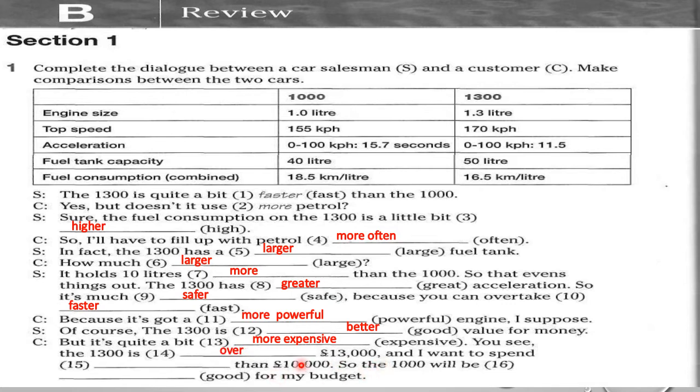The 1300 is over 13,000. This one is a preposition, over 13,000. Yes. And I want to spend less than 10,000 euros. Yes, we say less. Less is the opposite of more. The 1000 will be, we have good. Yes, it becomes better for my budget.